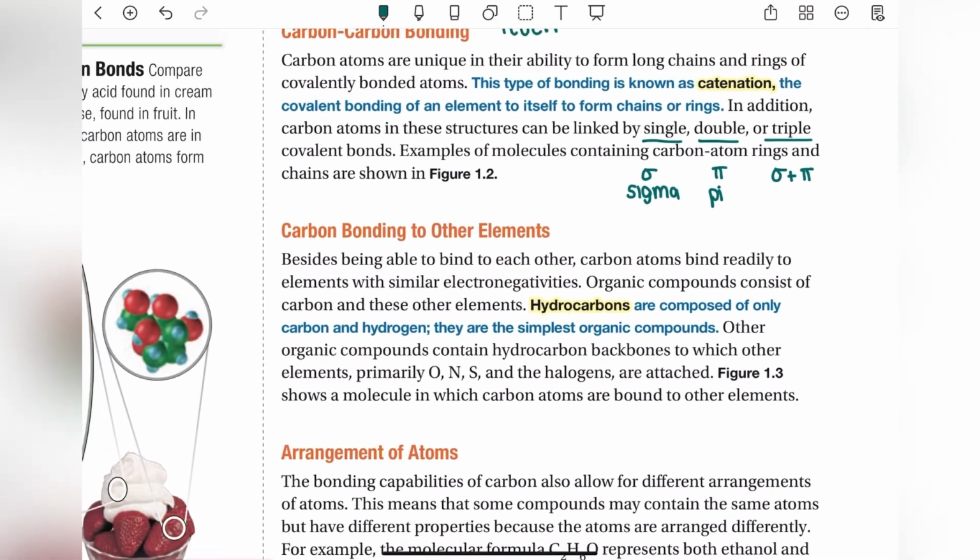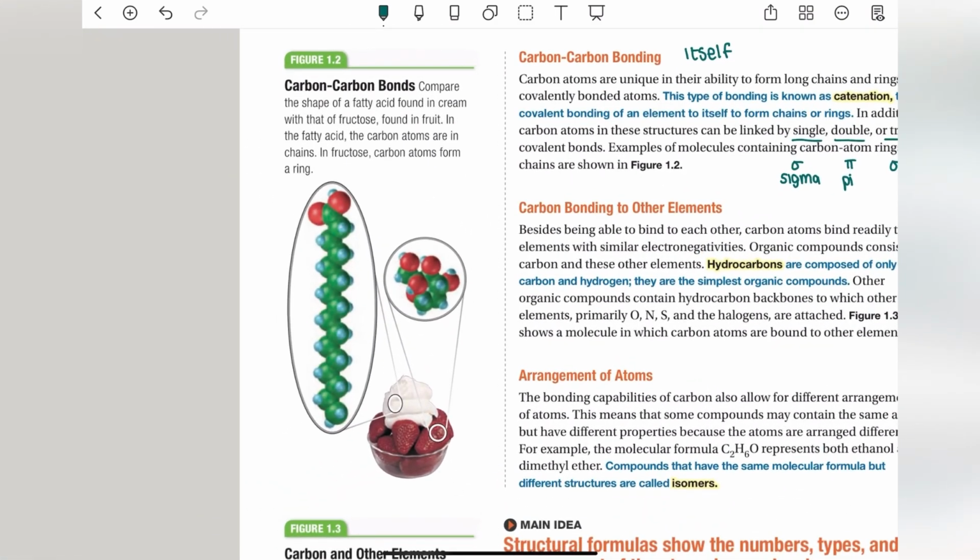And then here in figure 1.2, we can compare the shape of a fatty acid found in cream with that of fructose found in fruit. In the fatty acid, the carbon atoms are in chains. In fructose, carbon atoms form a ring, and the structure of a compound affects its properties.